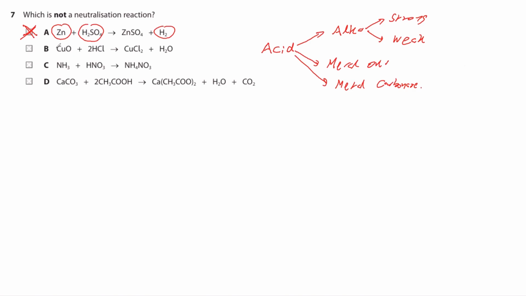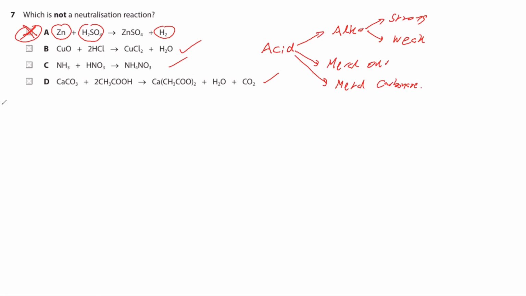But if you take B, it's a metal oxide with acid. Yes, it is a neutralization. C, weak alkali with nitric acid. Ammonia is a weak alkali, so weak alkali reacts with nitric acid. Yes, it is alkali versus acid neutralization. D, metal carbonate with the acid. Yes, it's a neutralization reaction. That's why our answer is A for question number 7.